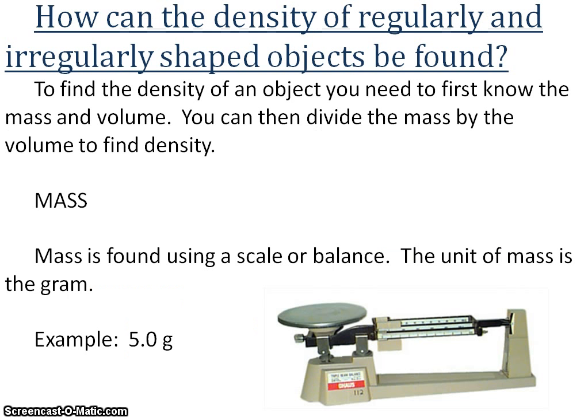How can the density of regularly and irregularly shaped objects be found? Now, to find the density of an object, you need to first know the mass and volume. You can then divide the mass by the volume to find density. Finding mass is the easy part. We know that we measure mass using a triple beam balance in our class, and our units for this will be grams.